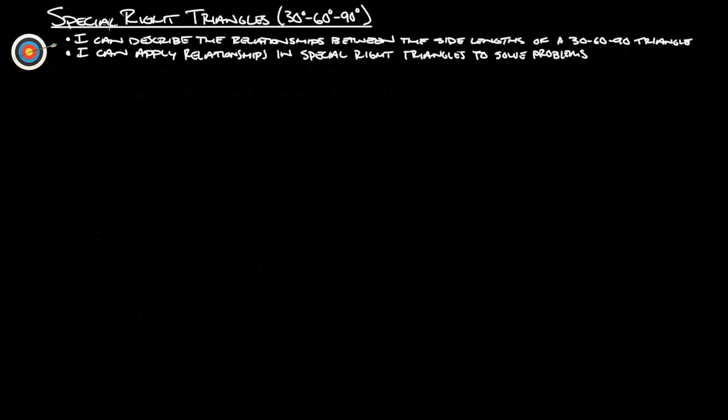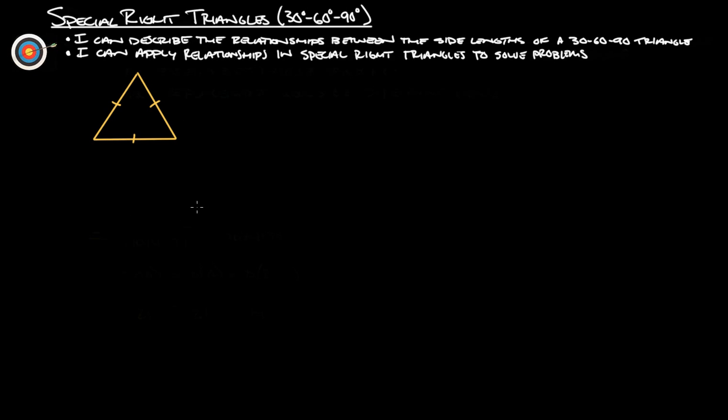I'm going to take you through the notes on special right triangles, 30, 60, 90. At the end of this, you should be able to say, I can describe the relationships between the side lengths of a 30, 60, 90 degree triangle, and I can apply angle relationships in special right triangles to solve problems.